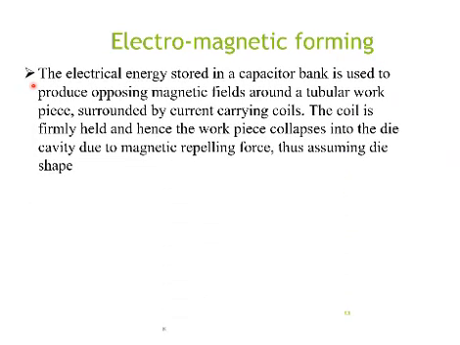Now see its introduction. The electrical energy stored in the capacitor bank is used to produce an opposing magnetic field around a tubular workpiece surrounded by the current carrying coil. The coil is firmly held and hence the workpiece collapses into the die cavity due to magnetic repulsive force, or magnetic repelling force, thus assuming the die shape.